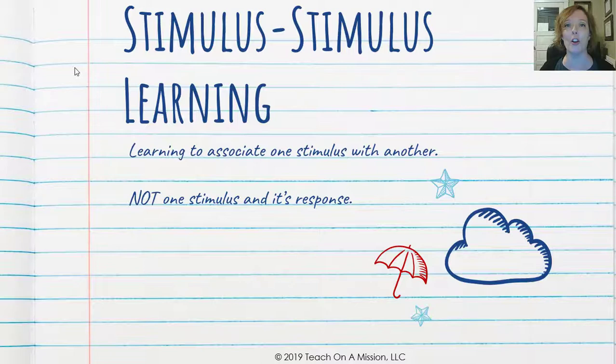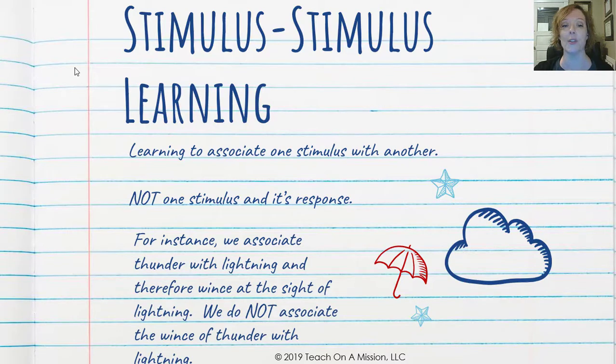All right, so you may recall in our last video, we were talking about association being one of the foundations of learning. And in this video, we're introducing stimulus learning. This is learning to associate one stimulus with another, not one stimulus and its response. This is very important that you understand that. All of that will become clear to you as we continue. For instance, we associate thunder with lightning and therefore wince at the sight of lightning. We do not associate the wince of thunder with lightning. Those are two different things.